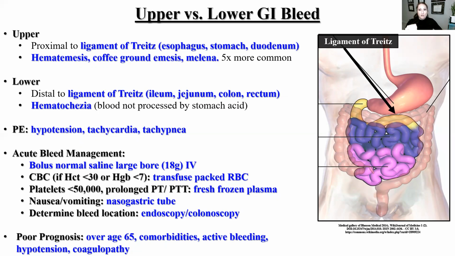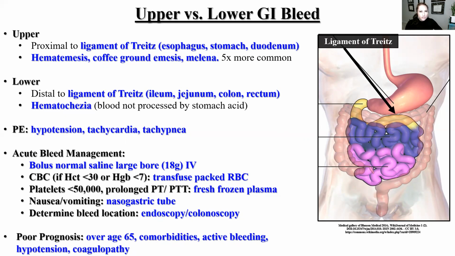That means that that blood has come all the way from the upper GI tract, has been processed through, and then you're seeing this darkest discoloration, this reddest discoloration of the stool. Upper GI bleeds are 5 times more common than lower GI bleeds. If we are distal to the ligament of Treitz, which you can see in that picture there, we're talking about the ileum, the jejunum, the colon or the rectum as the site of that bleed.